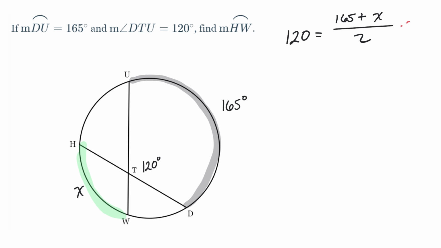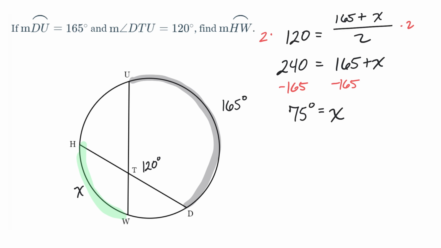Once we set up our equation, we just work our way right through. So this is going to be 240 degrees equals 165 plus X. We are then going to subtract 165. And we learn that that arc mark is equal to 75 degrees. So these are our secant lines, and we're learning about angles. Tomorrow we'll start taking a look at the segments and how they relate to one another.